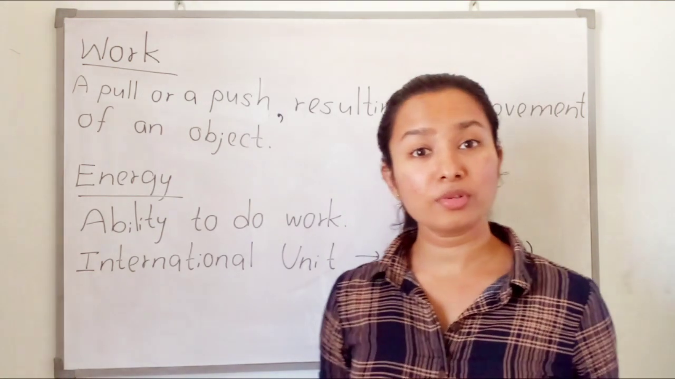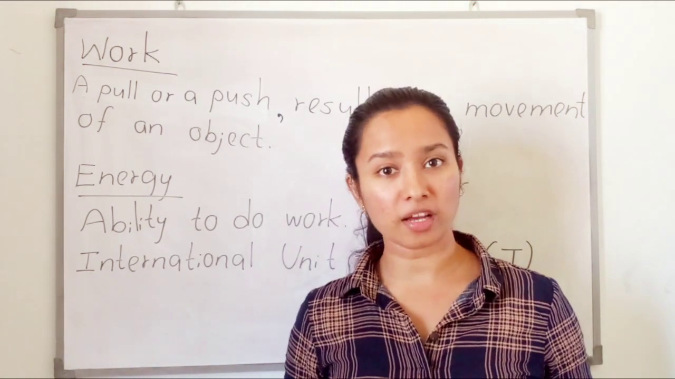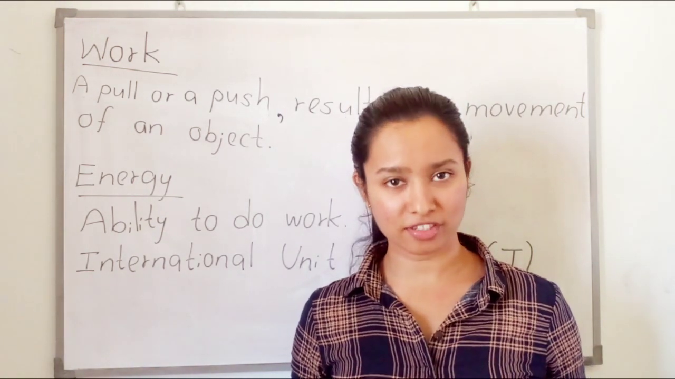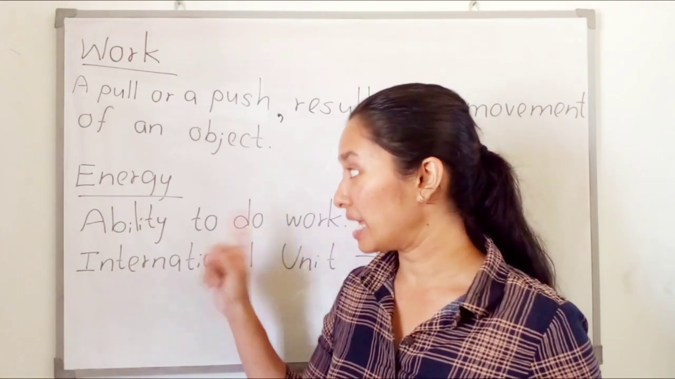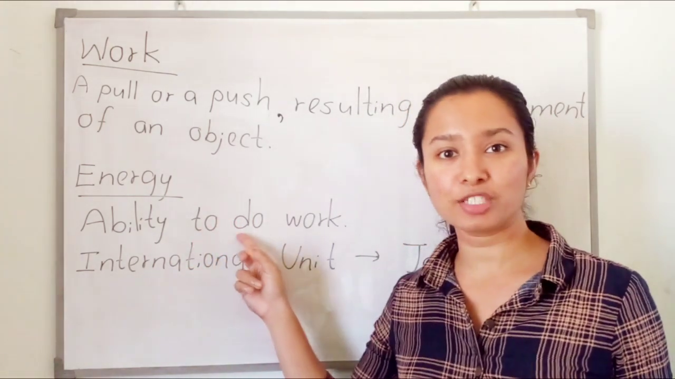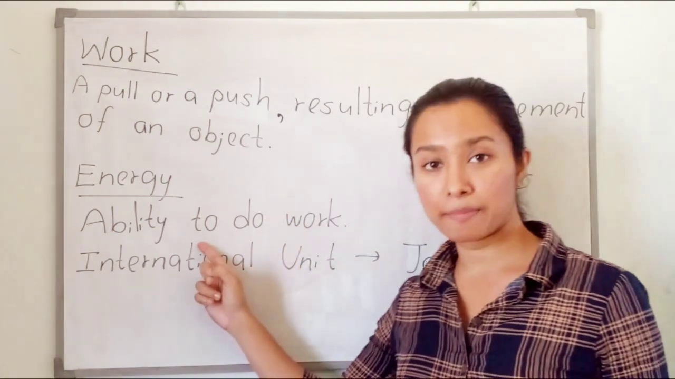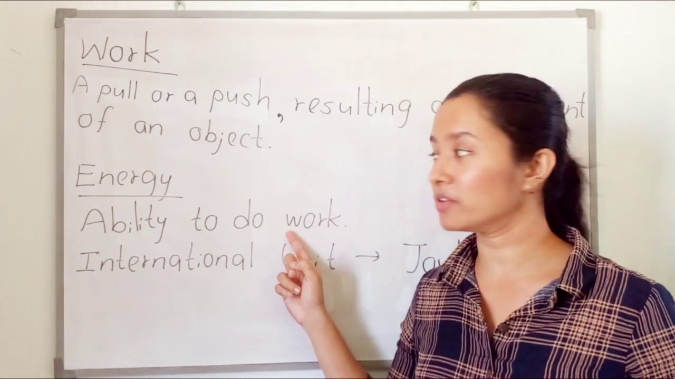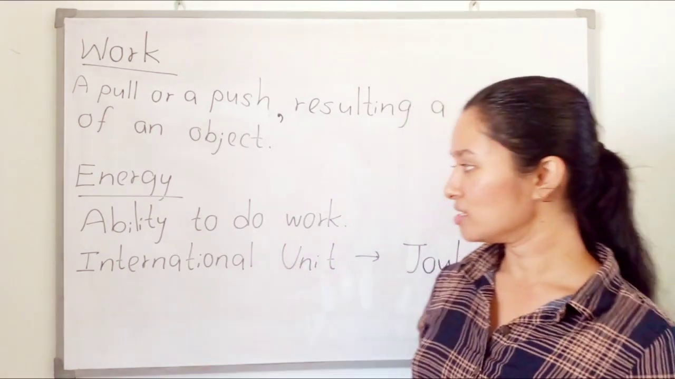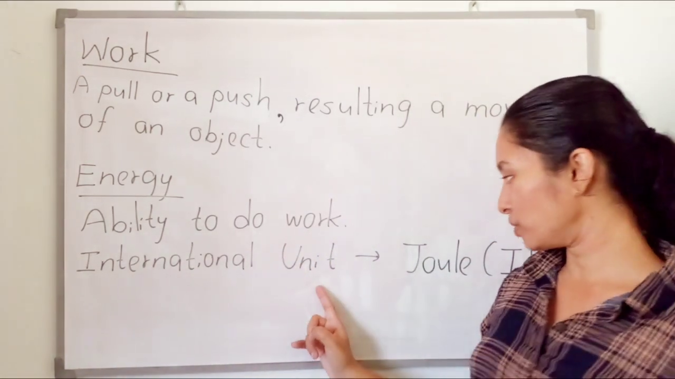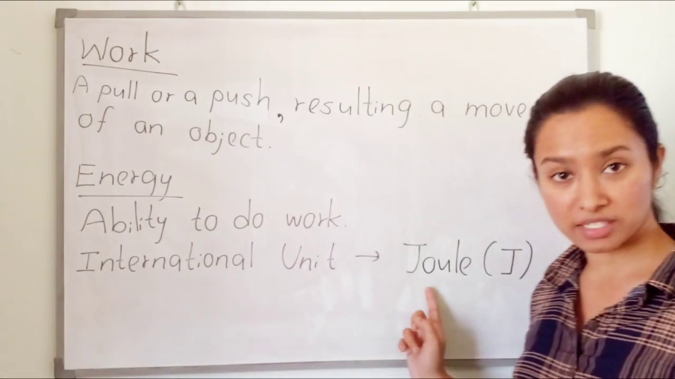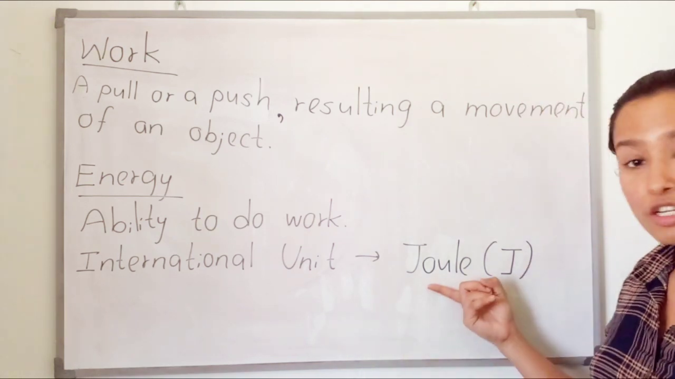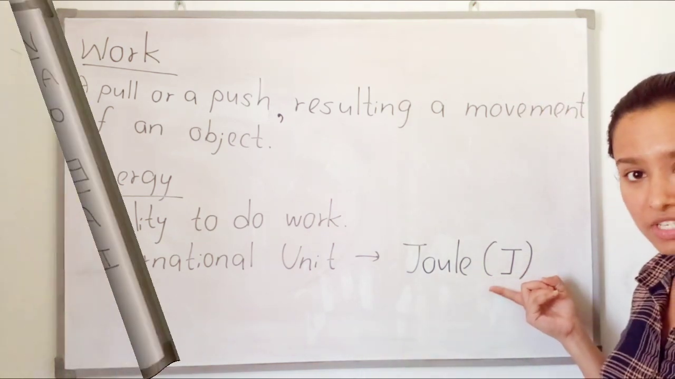So to do this work, we need what? We need energy. So energy means ability to do work. We call it energy. So we use the international unit joule for measuring energy. This is joule, capital J.